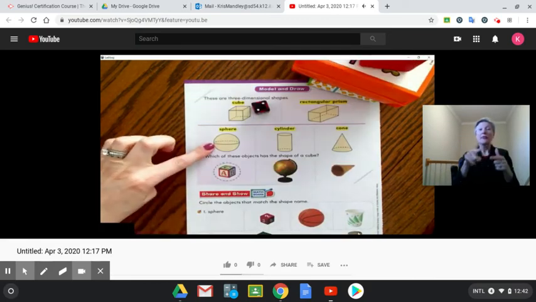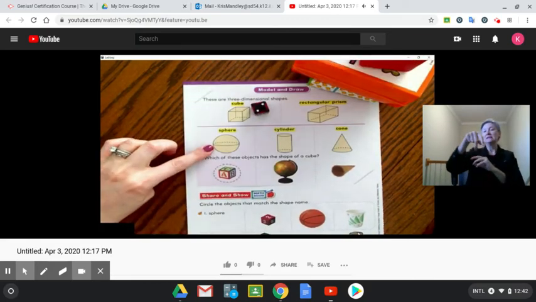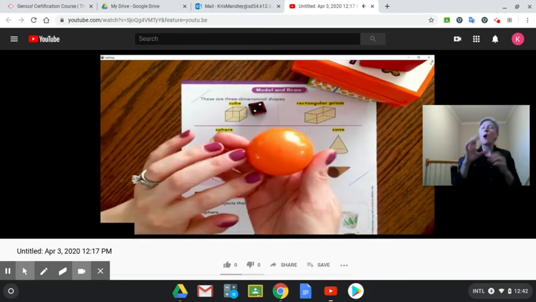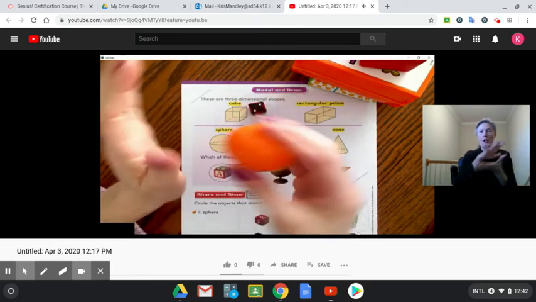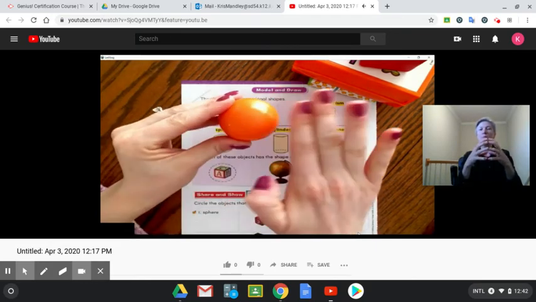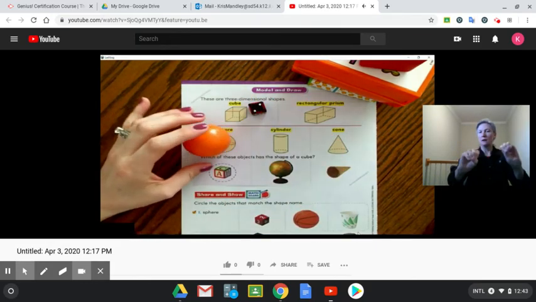Then we have a sphere, and you'll probably know a sphere the best as a ball. So this is a sphere. You can kind of roll it like this. This is a sphere. It has no flat surfaces.